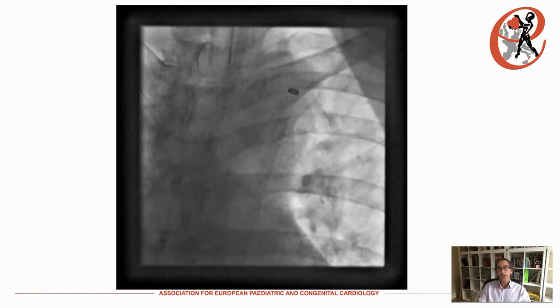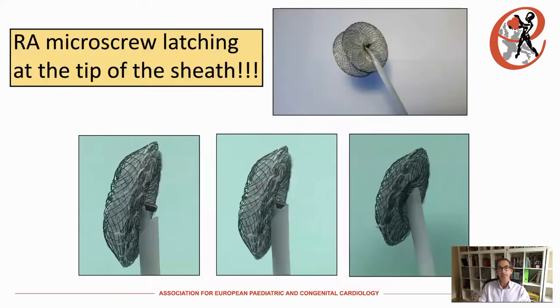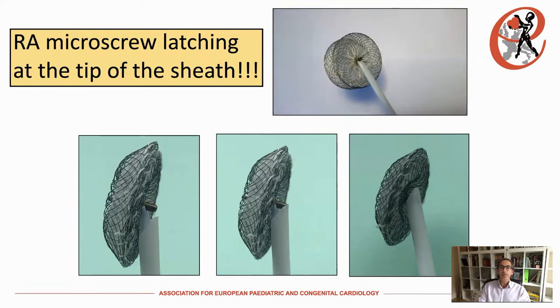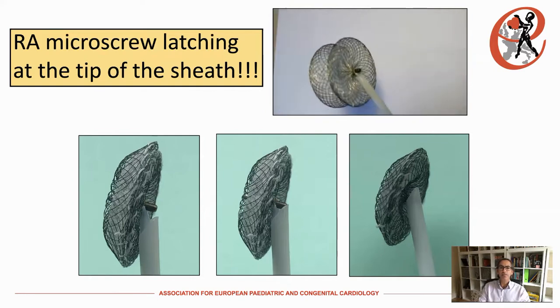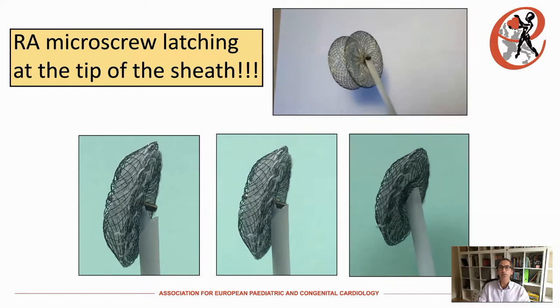However, pulling an unplugged device inside a sheath is not always as straightforward as in this case. A relatively common problem with the unplugged device is that the micro screw doesn't align with the sheath and keeps latching at the orifice, making retrieval not possible. This problem is simulated in the video with a larger unplugged VSD device that, like in the case of ASD devices, has a larger micro screw.